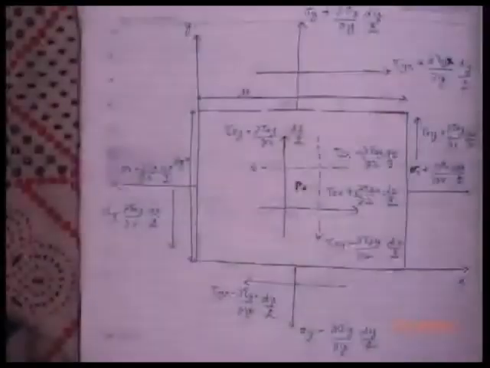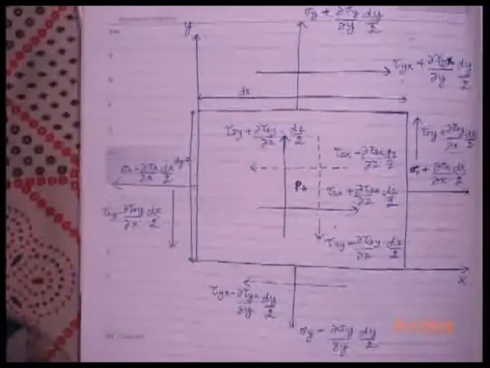So in this case, let us consider a very small entity, a small cuboid which has dimensions dx, dy, dz in the direction of the respective coordinate axes. Now we have a small cuboidal entity, and we can assume that at the point P, exactly at the center, we have our stresses as sigma x, sigma y, sigma z and so on, tau xy, tau xz and so on.